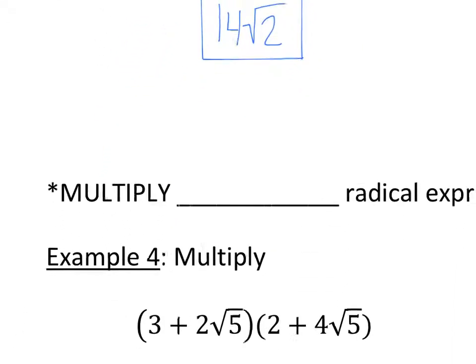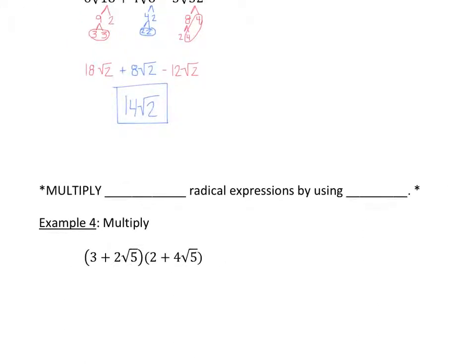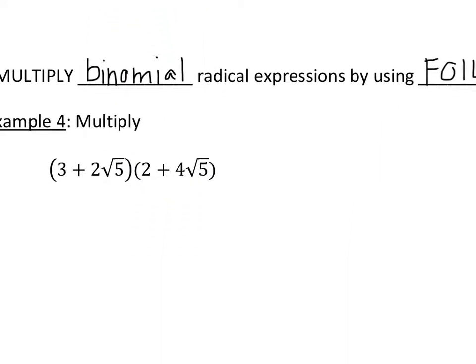Now we're going to combine multiplying and adding because we are going to multiply our binomial radical expressions by using what method? FOIL. Okay. So first times first gives us 6. Okay, outside times outside, 12 square root of 5. Remember, numbers outside the radical multiply together, numbers inside the radical multiply together.